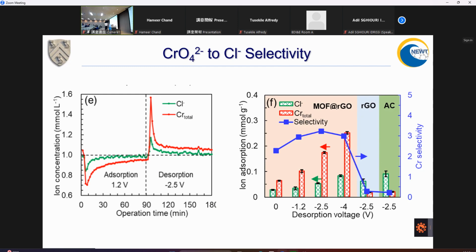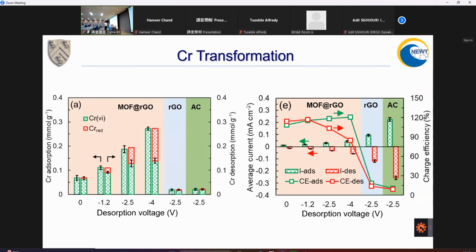And the selectivity is much higher than the control materials, activated carbon or the reduced GO without the MOF. For these two materials, you actually have much higher chloride absorption than chromate because here you have primary electrosorption, but here you actually have selective physisorption on the MOF material itself, right? So you have a fairly high selectivity compared to these control materials. And you also see a slight increase in selectivity when you increase the desorption voltage, as I explained earlier, because the higher desorption voltage is regenerating the sites better than low desorption voltage.